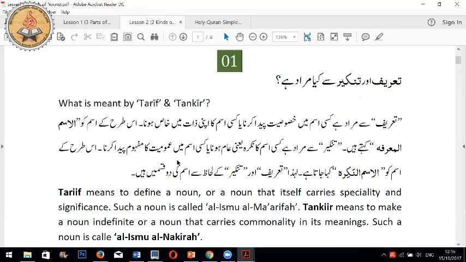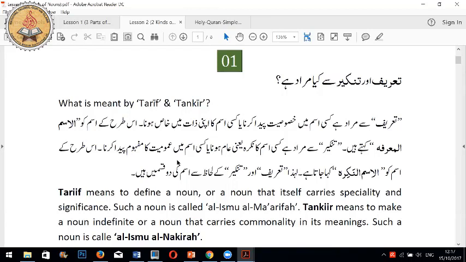Tarif means to define a noun, to explain a noun, how it will be used, what are its components. A noun that itself carries speciality, some significance, importance. Such a noun is called al-ismu al-ma'rifa. In terms, it is called al-ism al-ma'rifa.